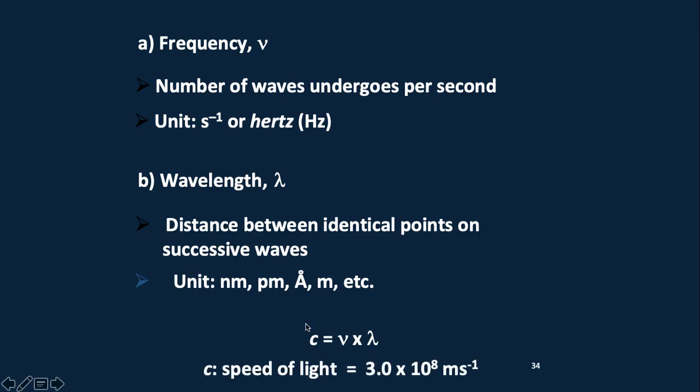So, this is the equation for the speed of light. The speed of light is equal to the frequency multiplied by the wavelength. The speed of light is fixed at 3 times 10 to the power of 8 meters per second.